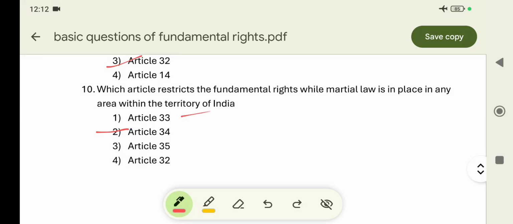And Article 33 says that fundamental rights are not available to the police forces, armed forces, and military forces. Why? Because they have to do their duties. Sometimes they lose their fundamental rights like right to sleep, right against exploitation, right to freedom of speech and expression, and various others. So Article 33 imposes that there are no fundamental rights available to the armed forces and police forces, etc.